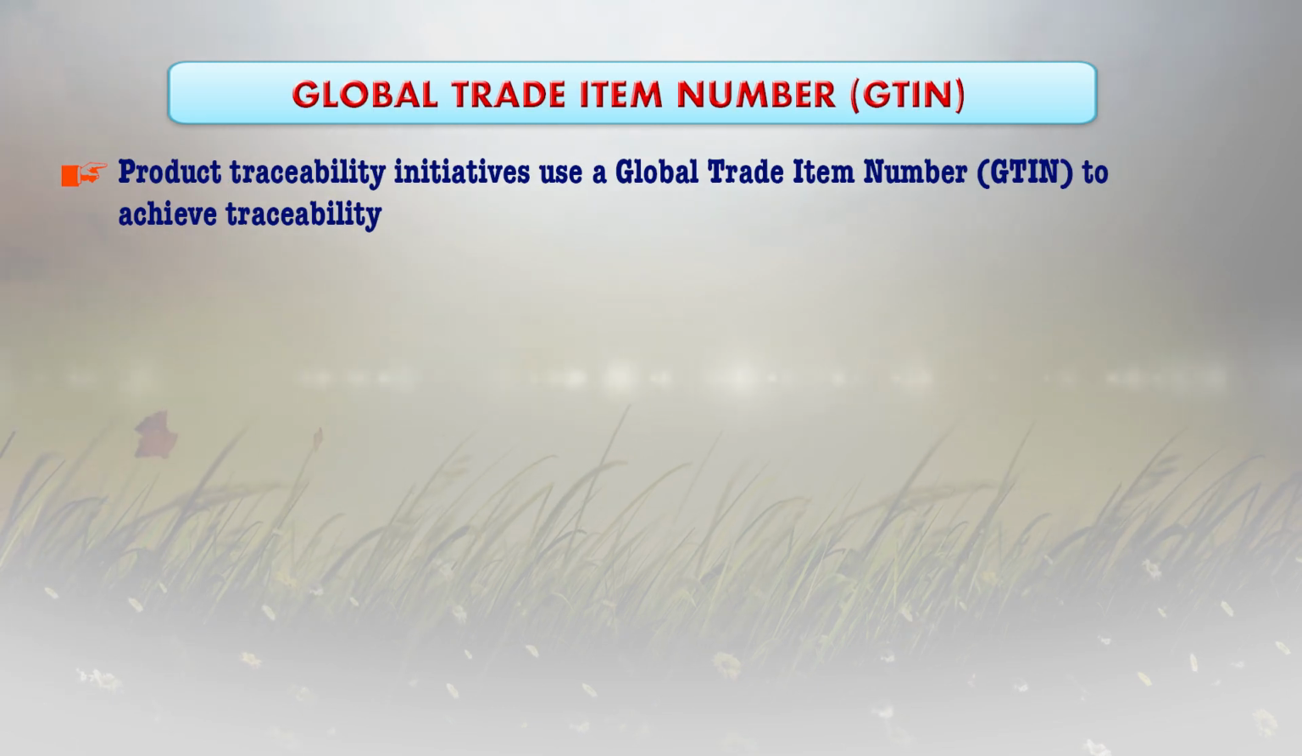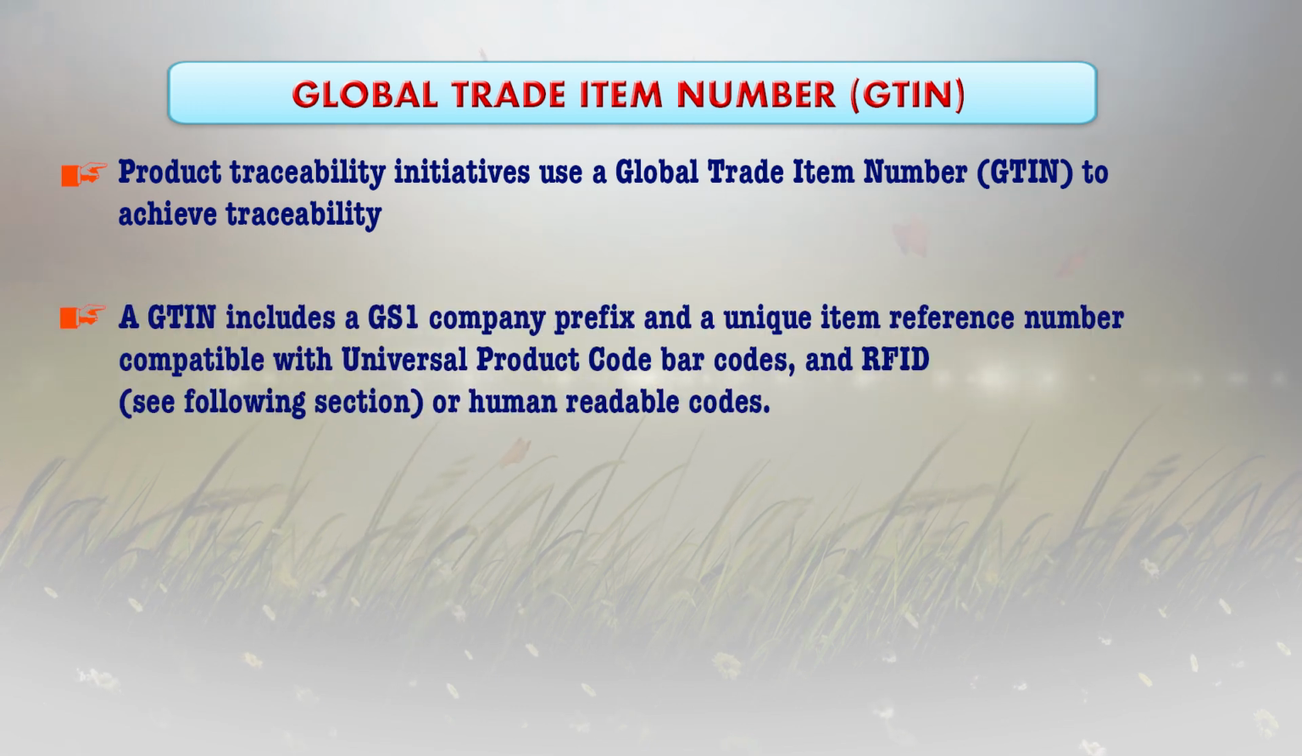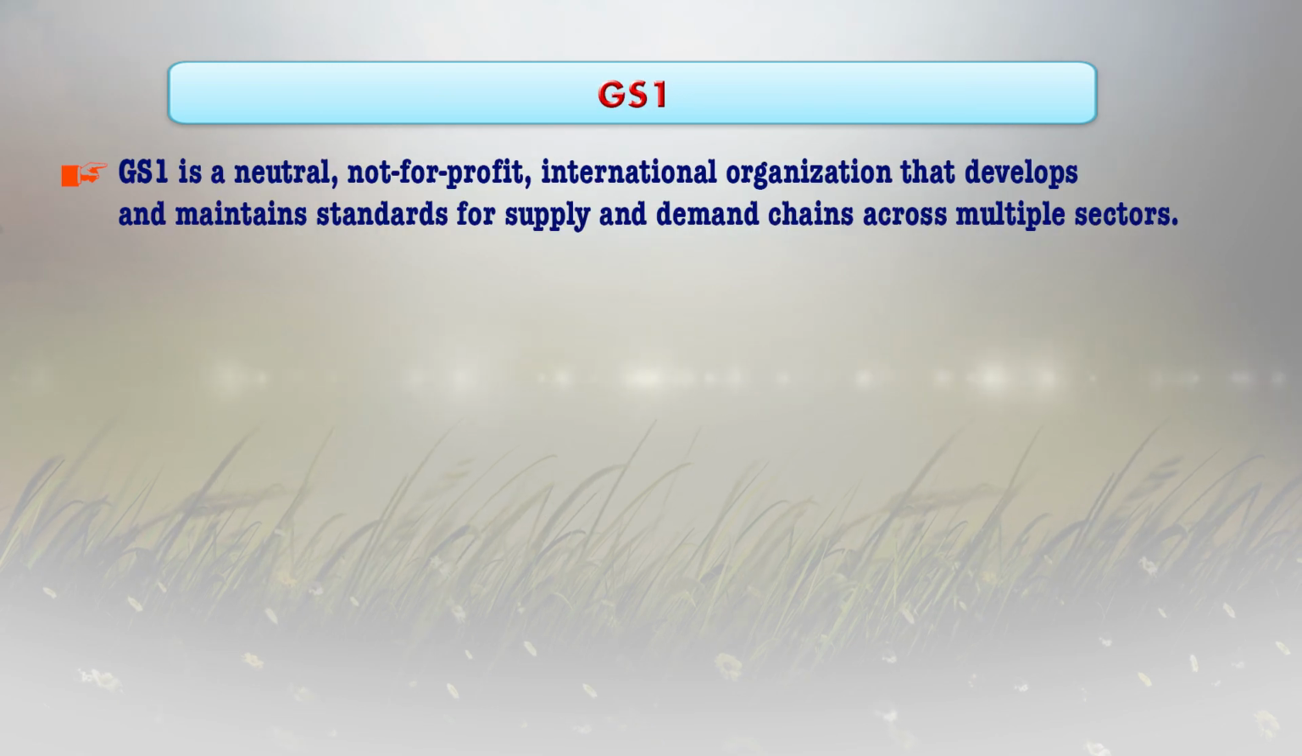The product traceability initiative uses a Global Trade Item Number, GTIN, to achieve traceability. The GTIN includes the GS1 company prefix, the unique item reference, and a number which is compatible with Universal Product Code barcodes. RFID codes are sometimes human readable as well. GS1 is a neutral, not-for-profit international organization that develops and maintains standards for supply and demand chains across multiple sectors.